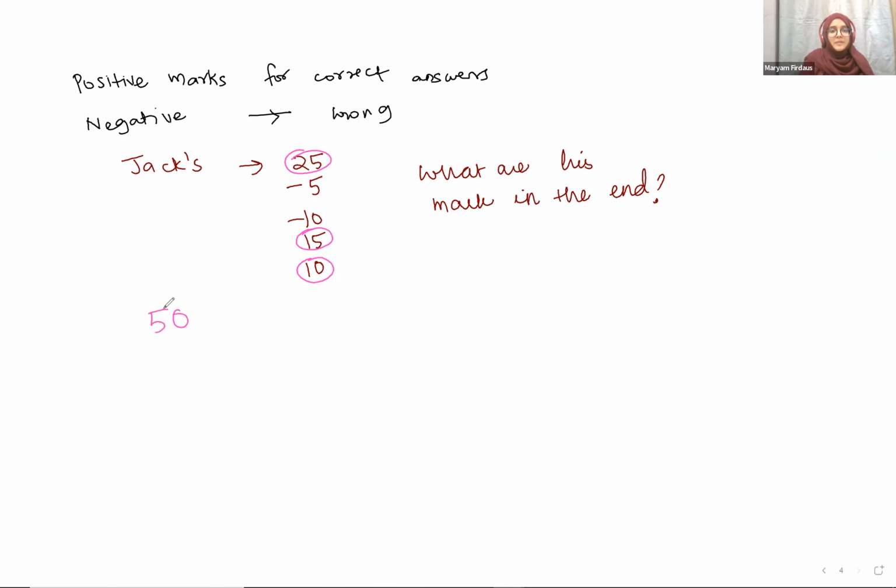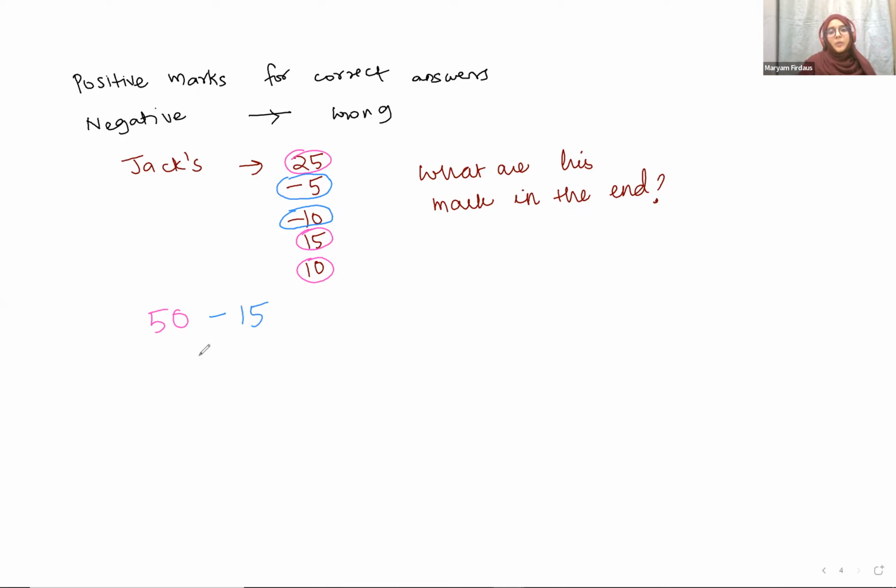So the positive part becomes 50, and how much is the negative one? Minus 5 and minus 10. When you add both of them, negative 5 and negative 10, how many marks does he have? If he has negative 5 marks in the second round and negative 10 marks in the third round, what are his negative marks? 15. Yeah, 15. So it's negative 15.